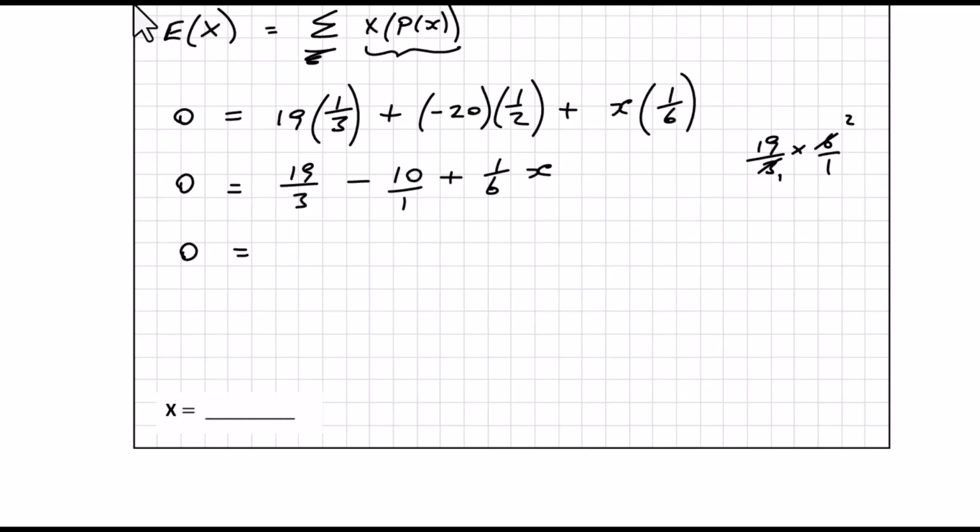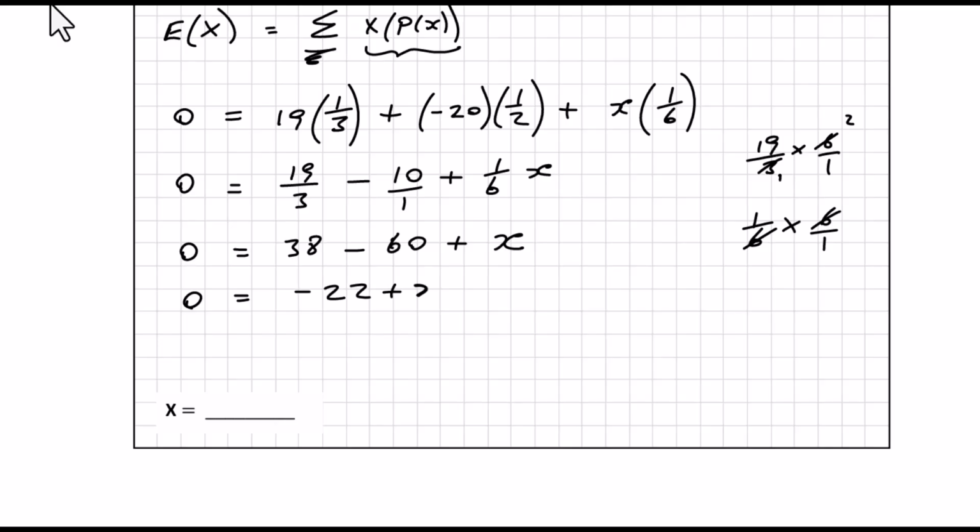So that is 38 minus, let's multiply the 10 by 6, that'll give us 60, and then multiply the 1/6 by 6. Well, 1/6 multiplied by 6 over 1, that'll divide into that. We just end up with 1s, so it's just 1 times x, which is x. So we end up with 0 is equal to 38 minus 60. So you go up 38, you go down 60. You end up with minus 22 plus x.